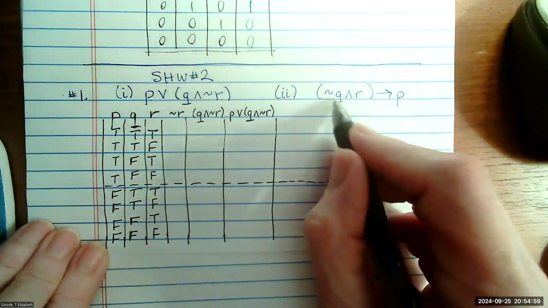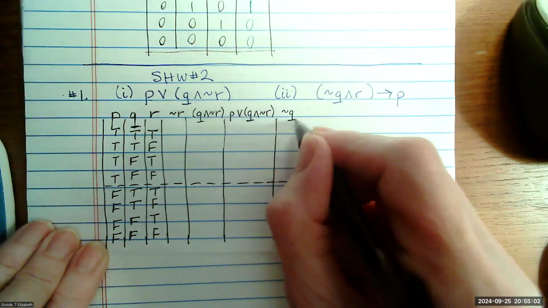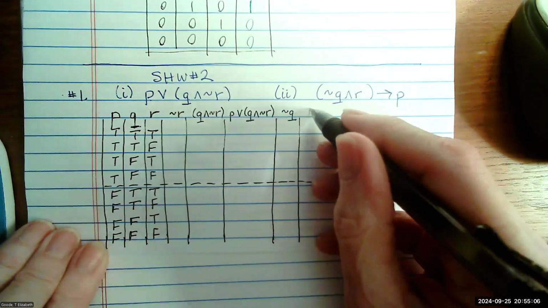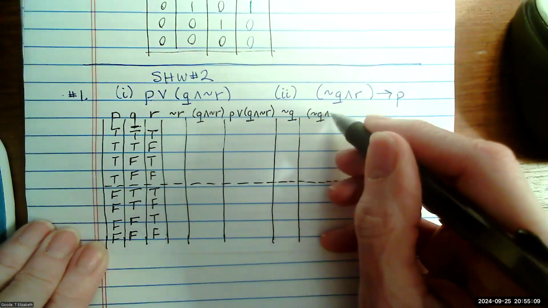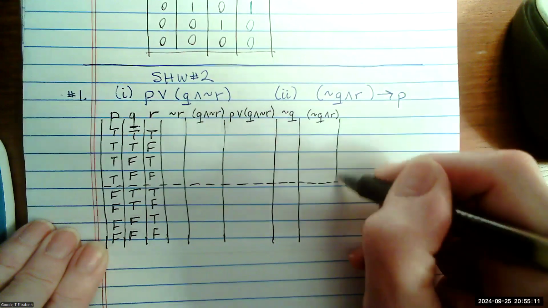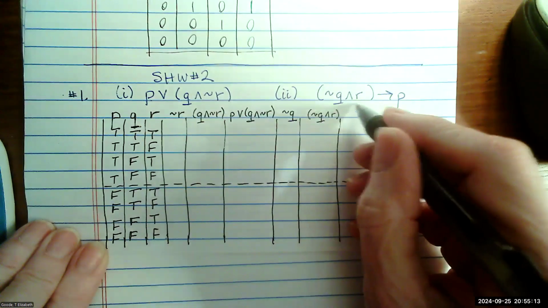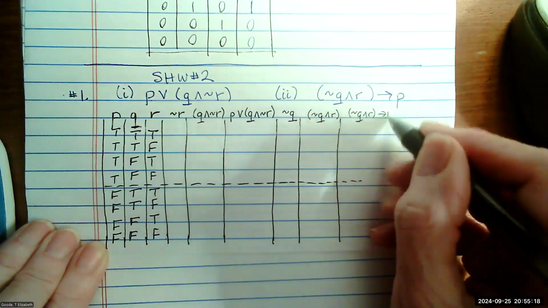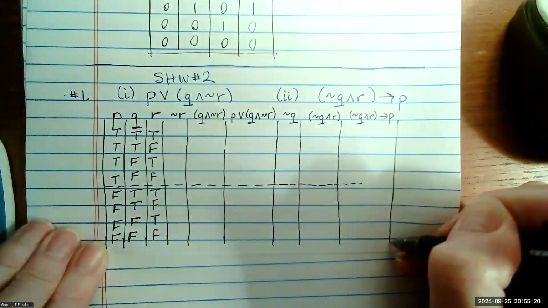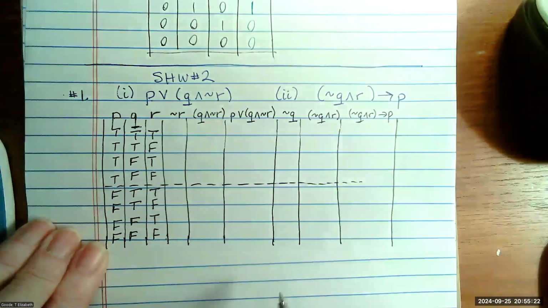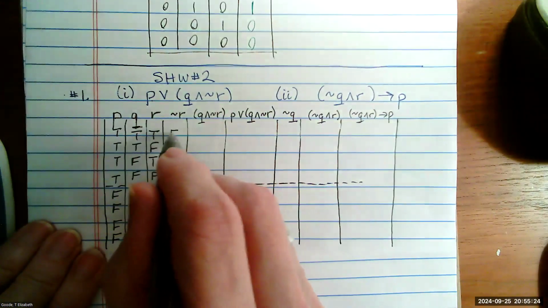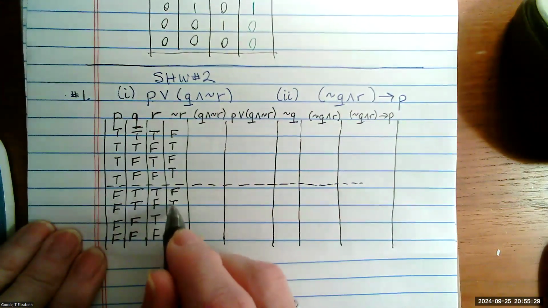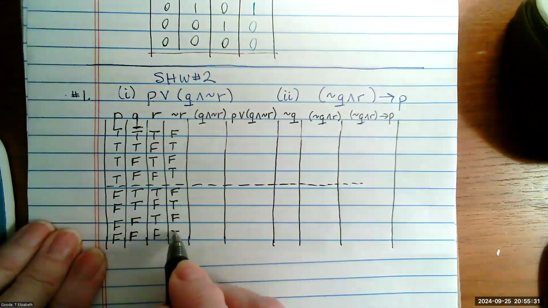Then to build this, we'll need a column for not Q, because we'll need the not Q. Then we'll AND not Q with R to get that. And then finally, we'll have not Q and R implies P. So we're going to build up to these. All right, so not R is really easy. It's false, true, false, true, false, true, false, true. It's important to keep these lined up.